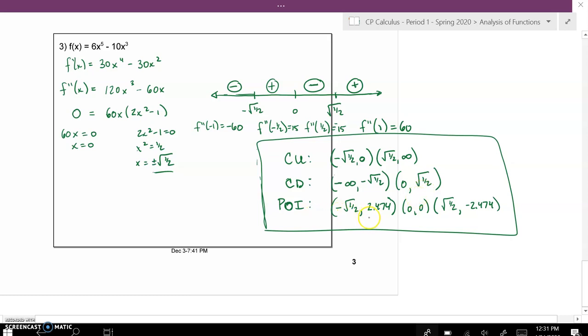And then what are my points of inflection? Okay, so my points of inflection happen at those x values that I found by setting the second derivative equal to 0. But to get the y part, again, I'm plugging that value into the original function.